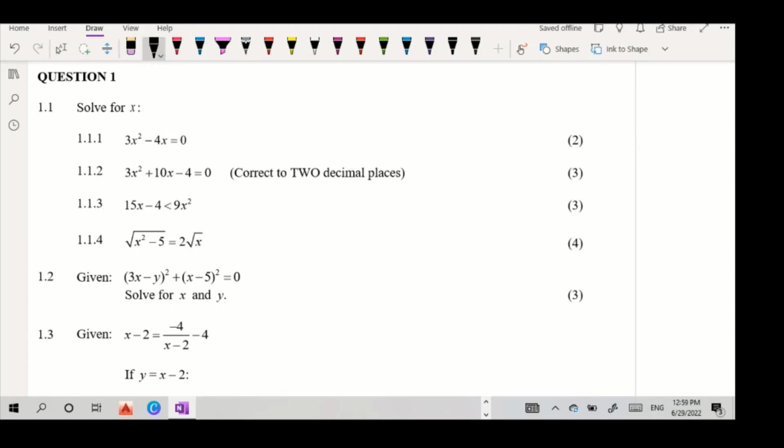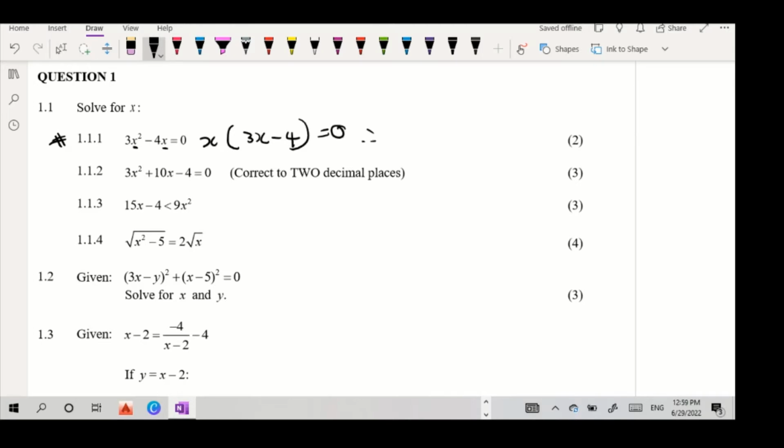Question 1.1.1, we are asked to solve for x. So the first step we're going to do is factorize this problem here. So we're going to say x into 3x minus 4. So we are finding the factors of x squared, which is x. Then we factor it out, we equate to 0.